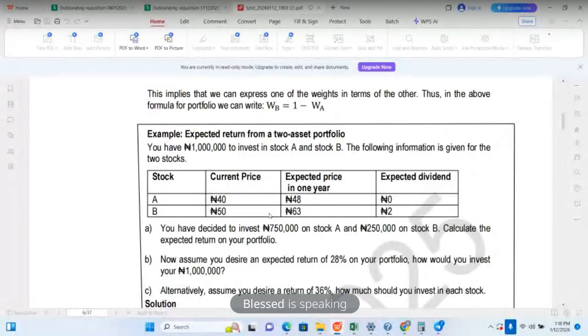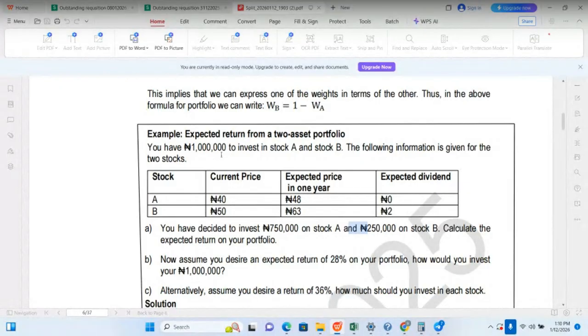Then we have expected dividend. You have decided to invest 750,000 on stock A and 250,000 on stock B. Don't forget, we were told that we have 1 million to be invested. We want to invest 1 million.